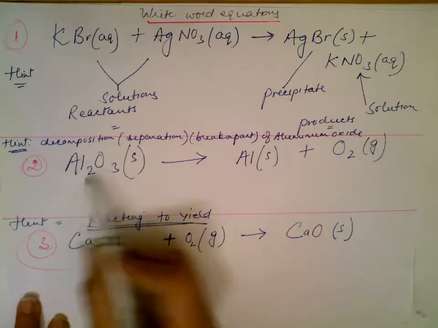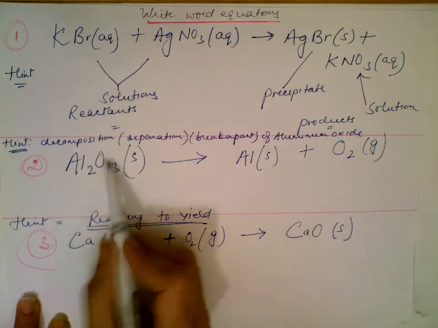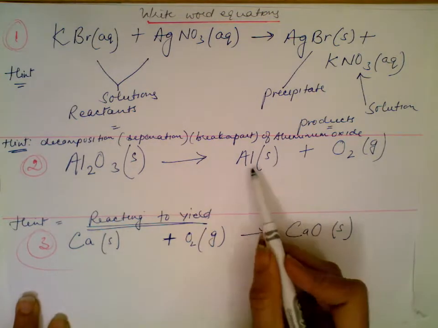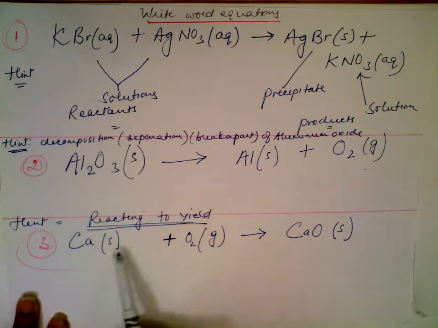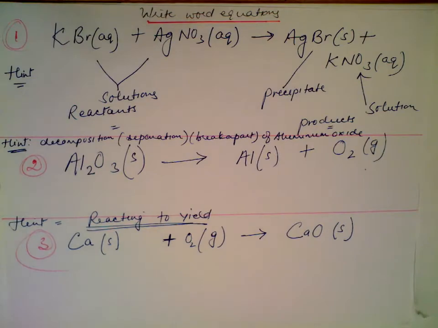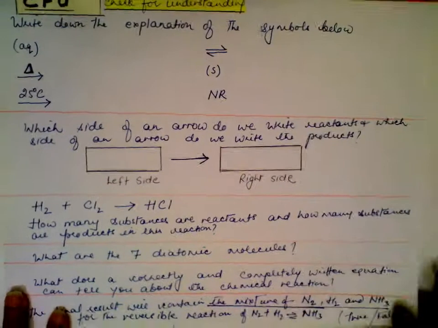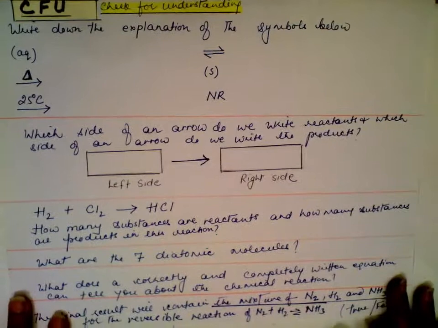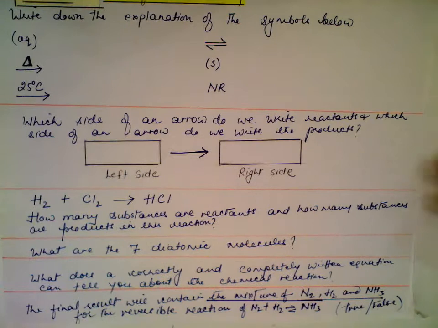This is the solid. An insoluble solid is called a precipitate. Here, aluminum oxide is decomposed, meaning this substance is going to break apart to produce solid aluminum and oxygen gas. This one, solid calcium reacts with oxygen gas to yield calcium oxide. So one last thing I want you to do is try this yourself. Check for understanding. It's like a closer. And if there is any struggle with any of the answers, then please rewatch the video.